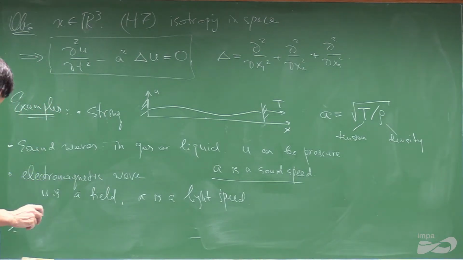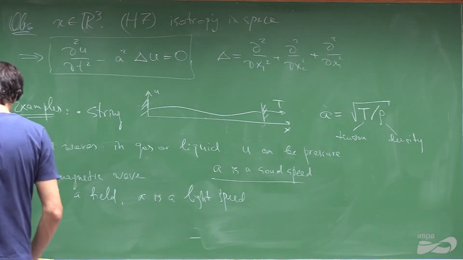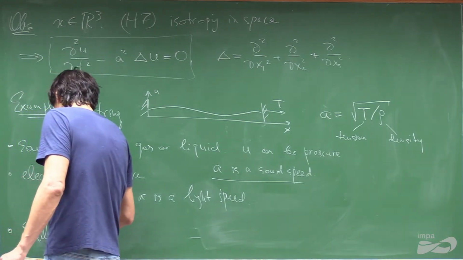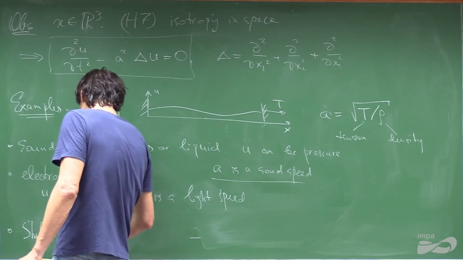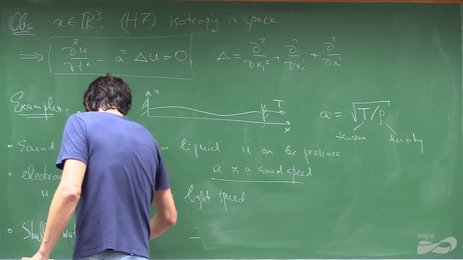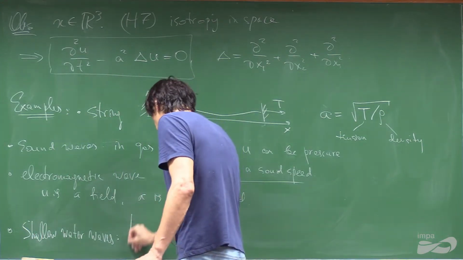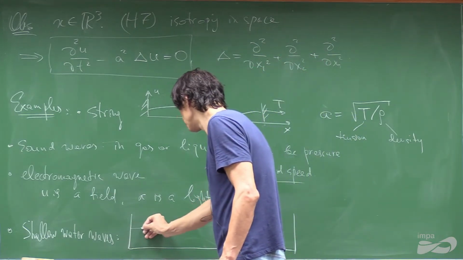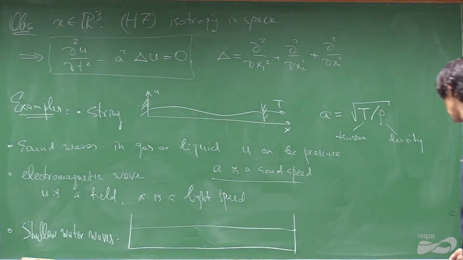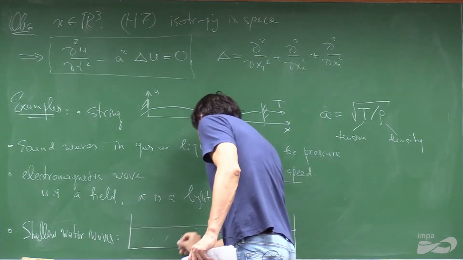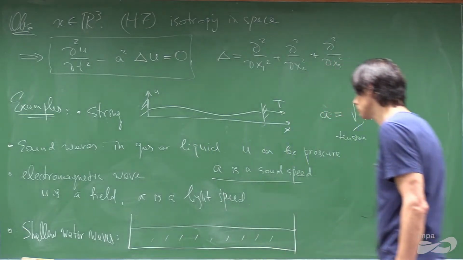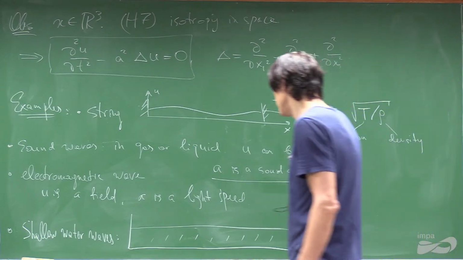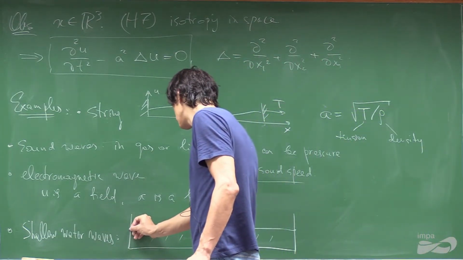And then what we will use in some of the later lectures is shallow water waves. So what is it? Shallow water waves: you take, for example, a tank with water. This is water. You can consider a river or sea. And then you consider the waves.